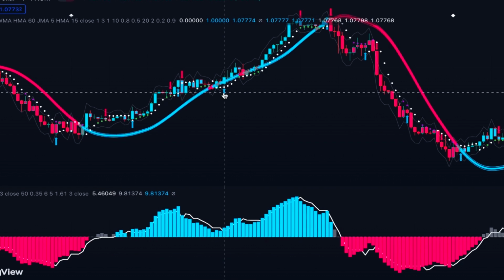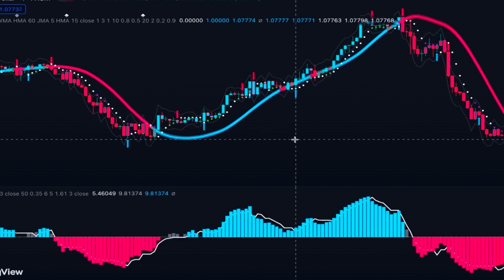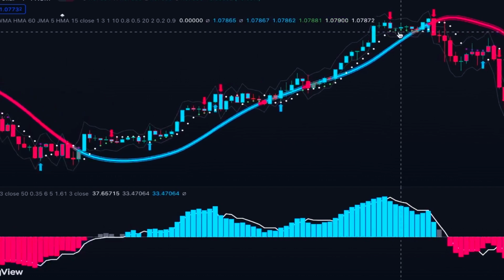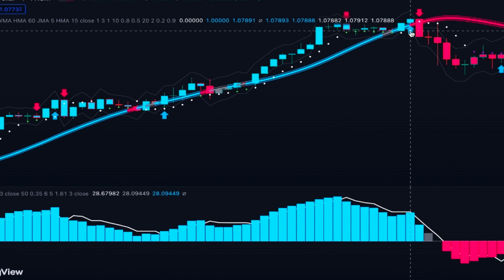This buy signal here is also confirmed. But for example, this buy signal here, which happened at the end of this advancing of the price here, is not confirmed by QQE because the bar is not above the white line, as you can see.